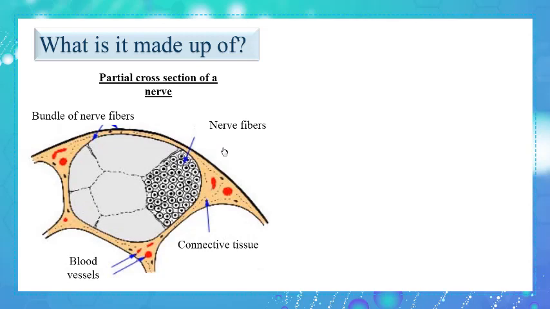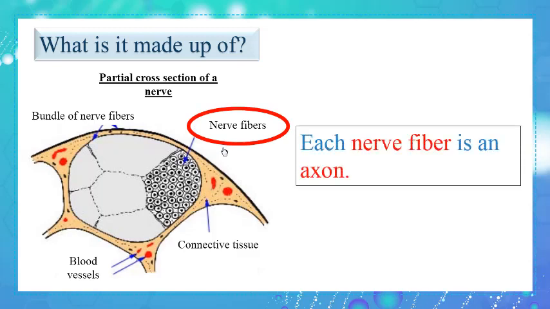Now we can raise the following question: what is the nerve made up of? If we take a look at a cross-section of a nerve, we observe bundles of nerve fibers supported by connective tissue and a network of blood capillaries. These nerve fibers represent axons in the nervous system, where each nerve fiber in reality is an axon.